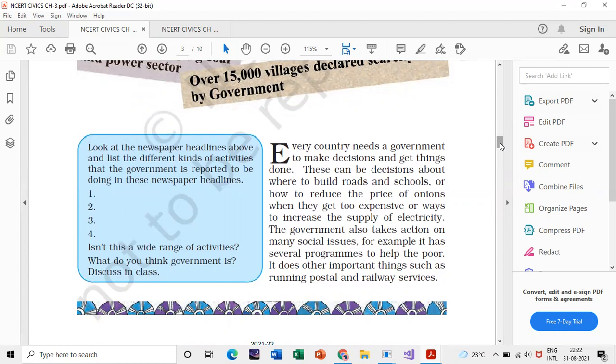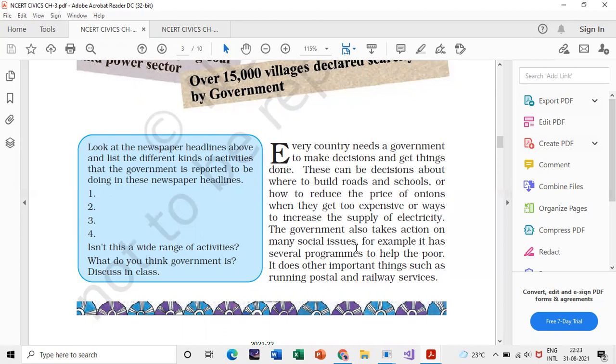So why does every country need a government? The answer is to make decisions and get things done, as you see. And this can be decisions about where to build roads and schools, or how to reduce the price of foods, grains or vegetables, and to increase the supply of electricity. And the government also takes action on many social issues.